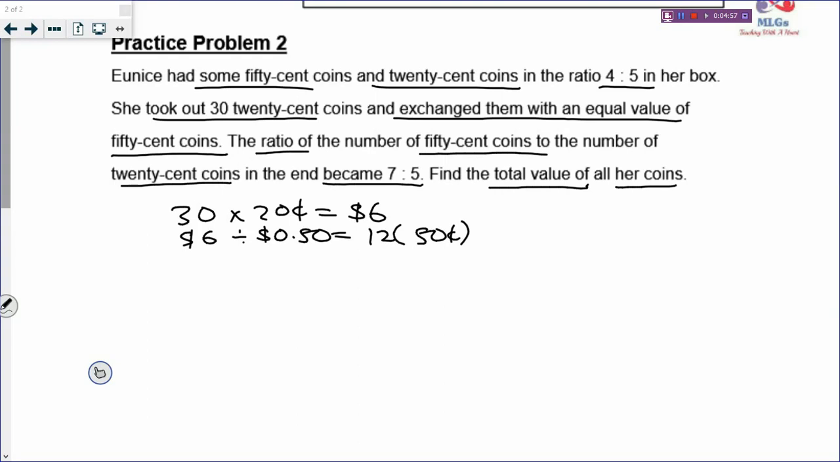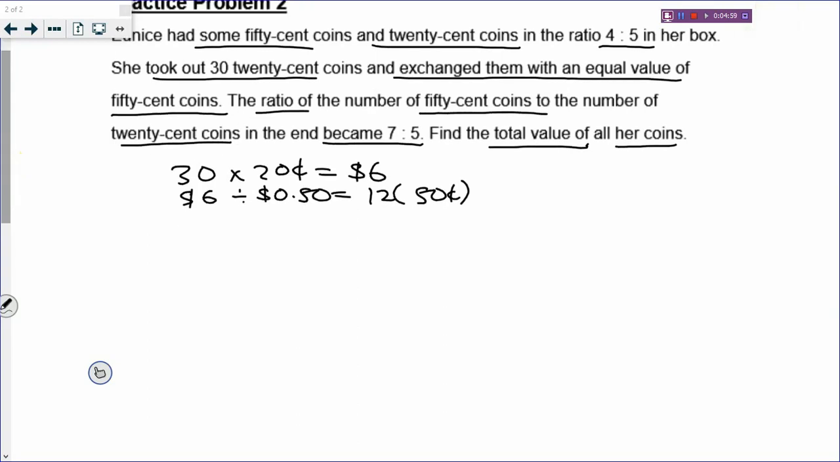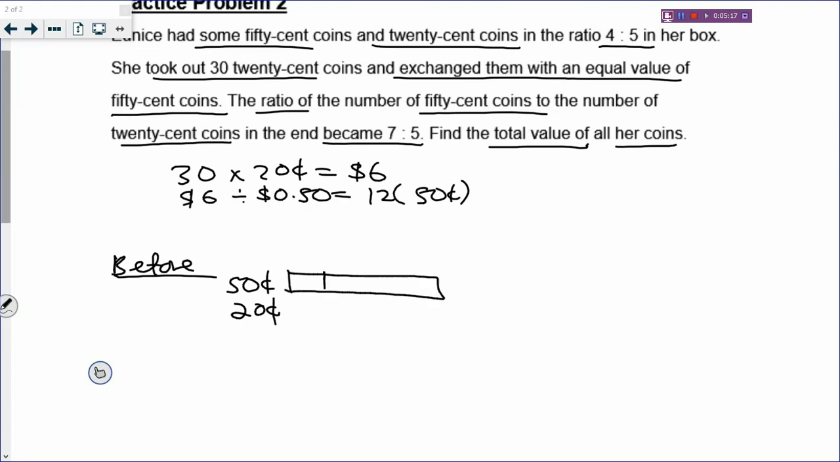So let's draw the model. This is a before and after question, which means that you will have your before model, and there will be 50-cent coins, and there are also 20-cent coins. You have 4 boxes to draw, so you can cut it into 1, 2, 3, 4, and the 20-cent coins will be 5 boxes. 1, 2, 3, 4, and 5. That is your before.